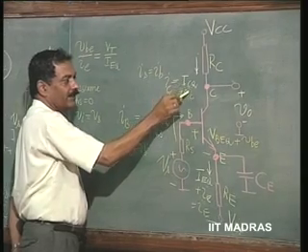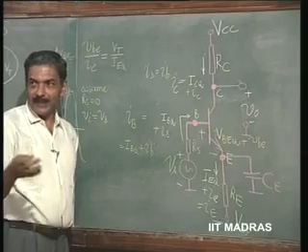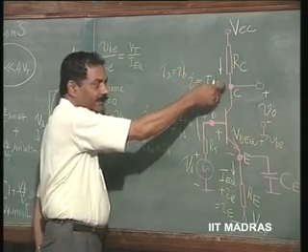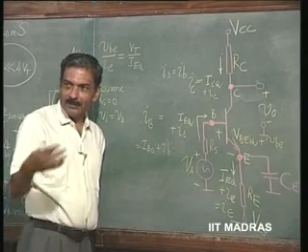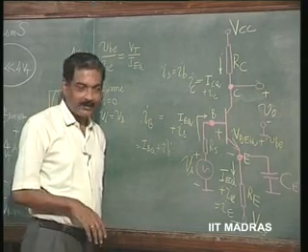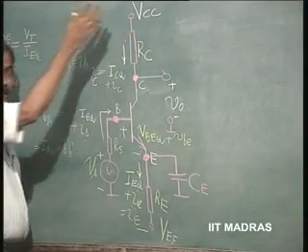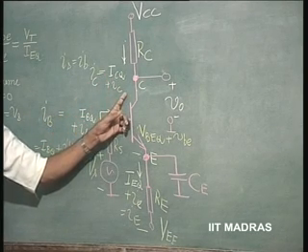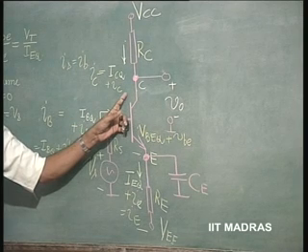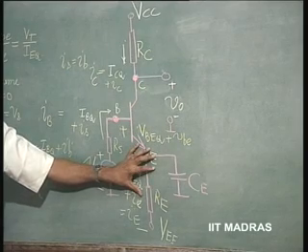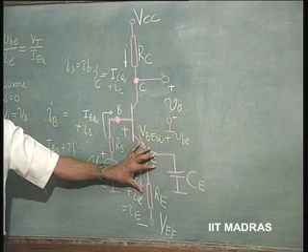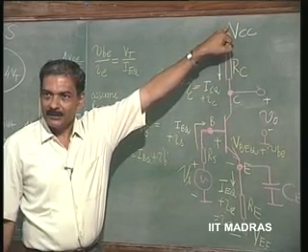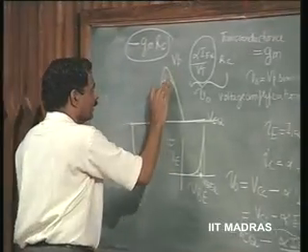Because this current is changing from ICQ to ICQ plus delta IC, and that delta IC can be positive or negative. That means the instantaneous value of this current can be increasing above ICQ, or decreasing. When it keeps decreasing, it can go to only 0, where ICQ minus ICQ becomes 0. After which you cannot have further change in current because the transistor is off. The instantaneous value of emitter current is 0, therefore the instantaneous value of collector current is 0, and therefore the voltage here will reach VCC.